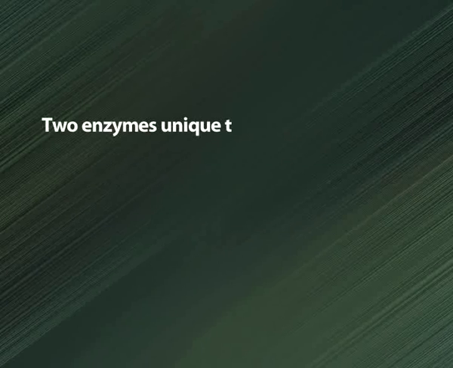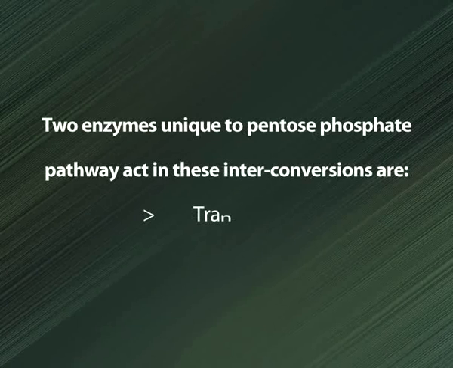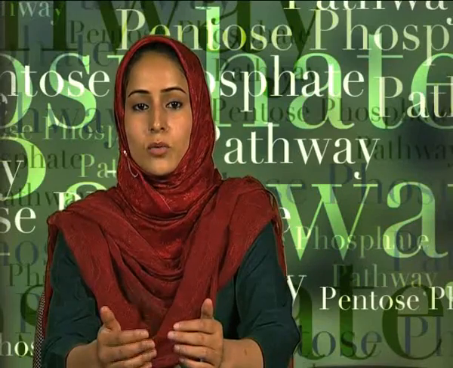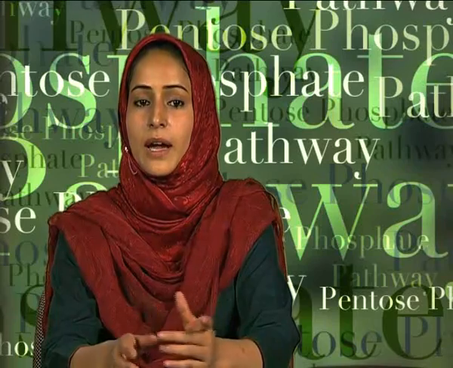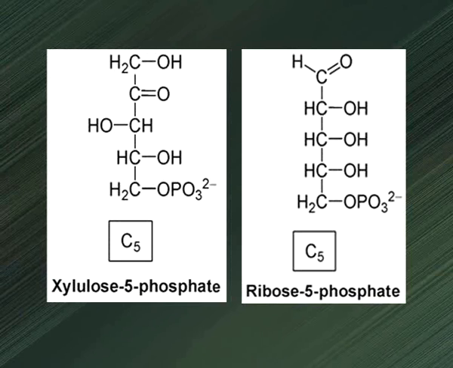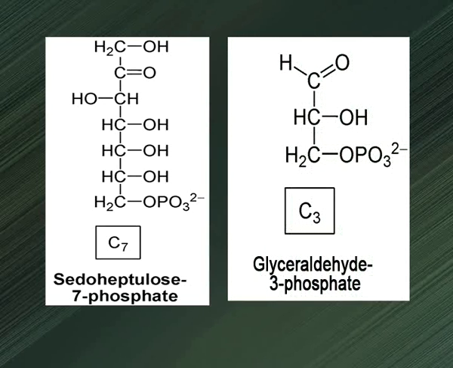Two enzymes unique to the pentose phosphate pathway act in these interconversions. First is transketolase and second is transaldolase. Transketolase catalyzes the transfer of a 2-carbon fragment from a ketose donor to an aldose acceptor. Transketolase transfers carbon 1 and carbon 2 of xylulose 5-phosphate to ribose 5-phosphate, forming a 7-carbon product, sedoheptulose 7-phosphate. The remaining 3-carbon fragment from xylulose is glyceraldehyde 3-phosphate.